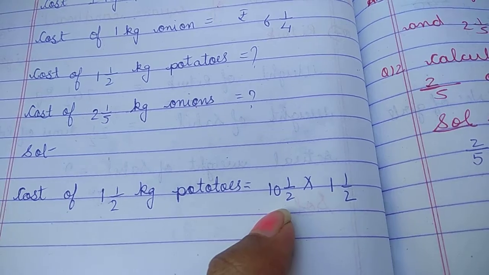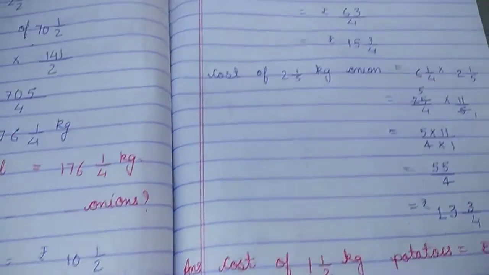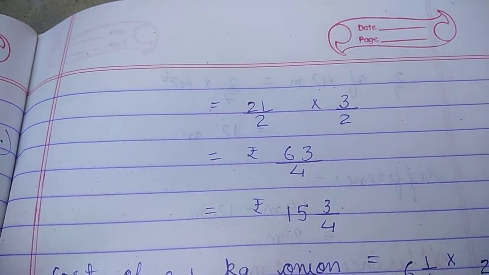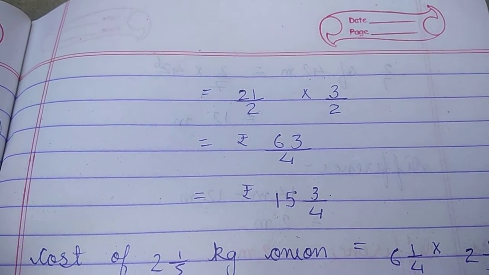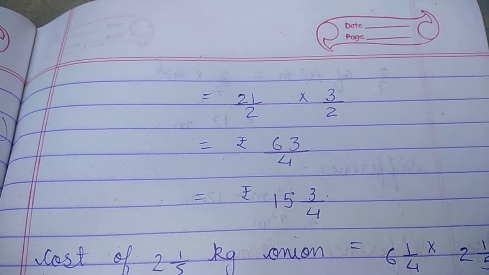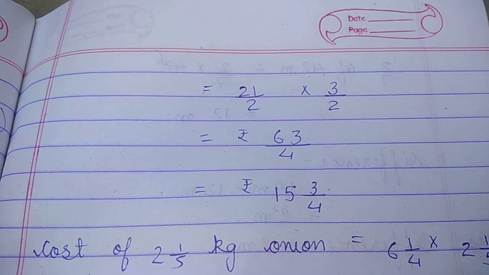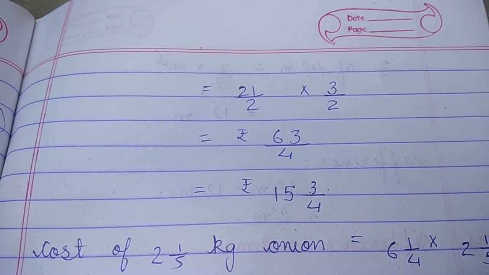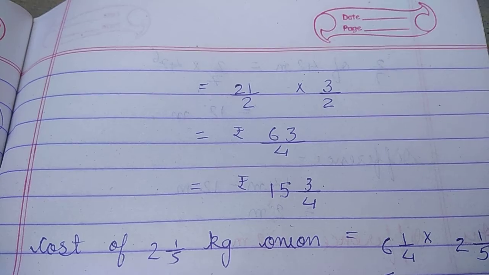So 10 whole 1/2 multiplied by 1 whole 1/2. Just simply change the mixed fractions into improper fractions. So it would be 21/2 multiplied by 3/2. Nothing can be cancelled out, so 21 into 3 is 63, 2 2s are 4. 63/4 is the final answer, but it is an improper fraction, so we'll convert it into mixed. 15 whole 3/4, rupees 15 whole 3/4.